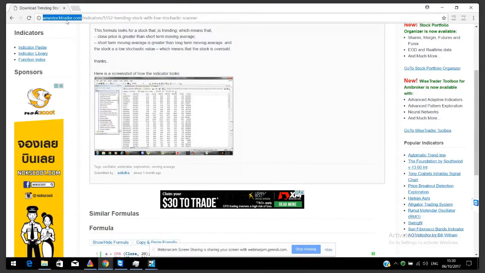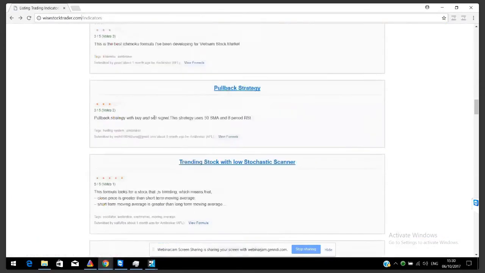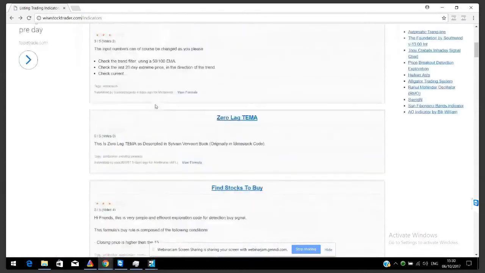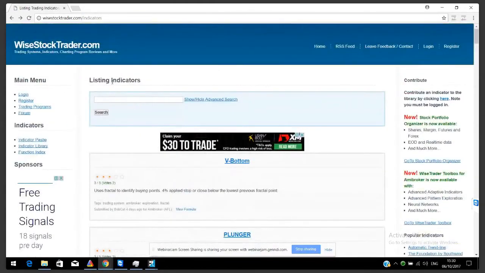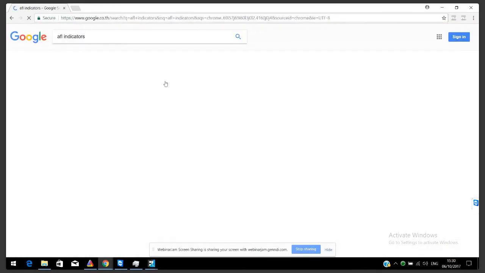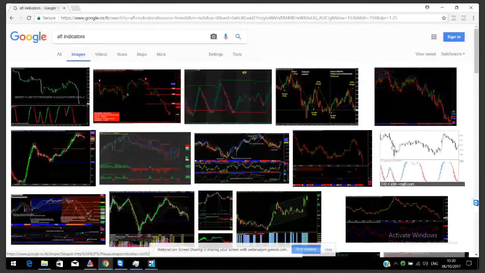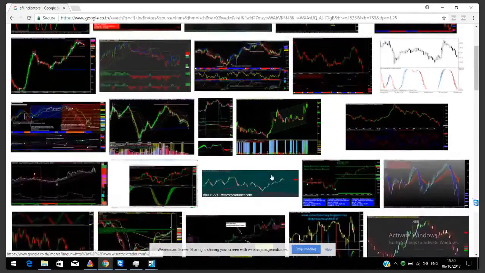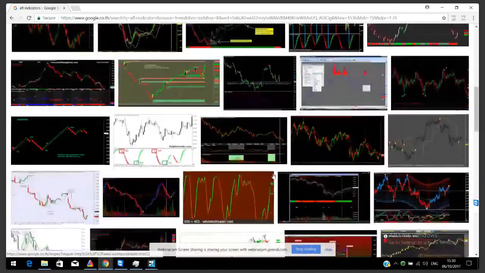whystocktraders.com. You'll get a lot of indicators and systems there. If anybody wants systems, they are available. AmiBroker Formula Language is very easy. Just search for AFL indicators on Google and go to Images. Look, these are all available free of cost.